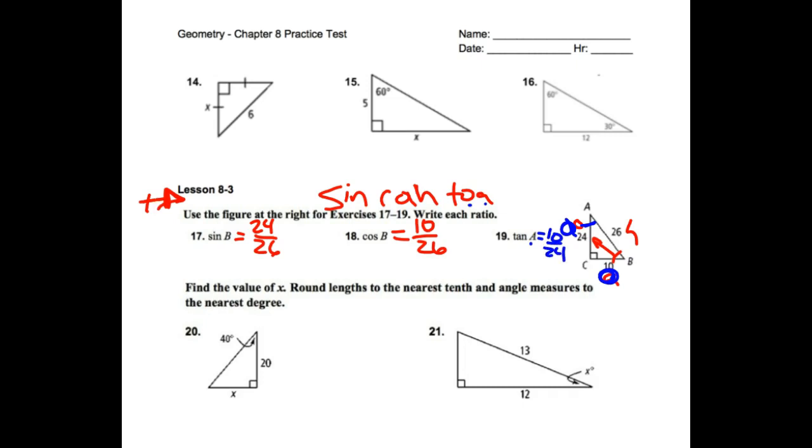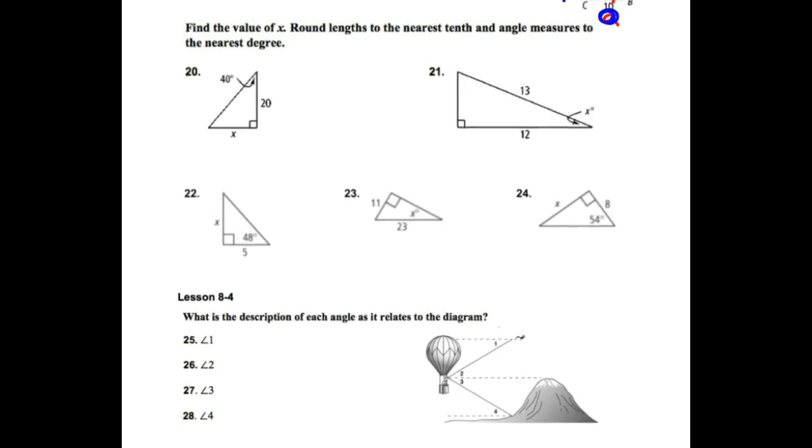Okay, so now I look at the next one. This is just going to be solving trig problems here on this next section, 20 through 24. So on the first one, once again, I'm marking my angle. I'm labeling my sides. I've got opposite and adjacent. That's once again TOA for tangent, so I go tangent.